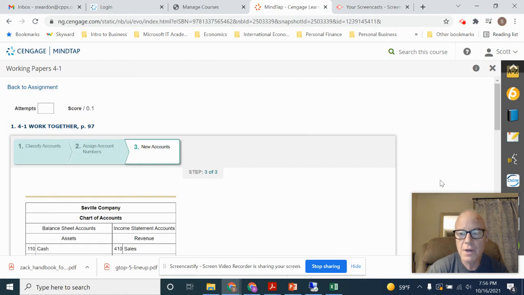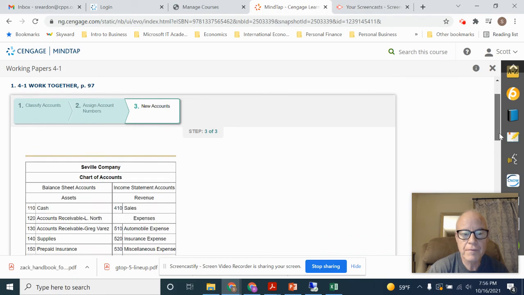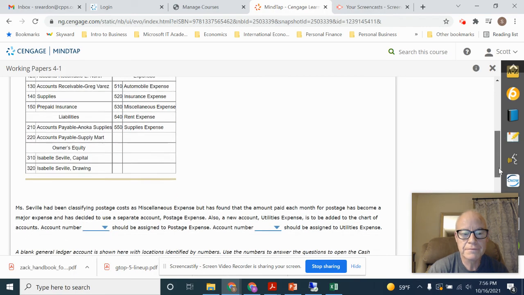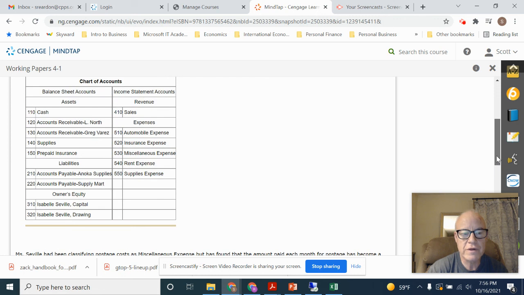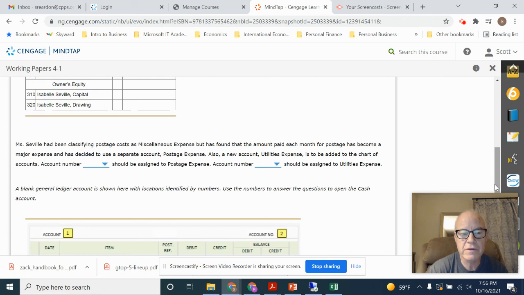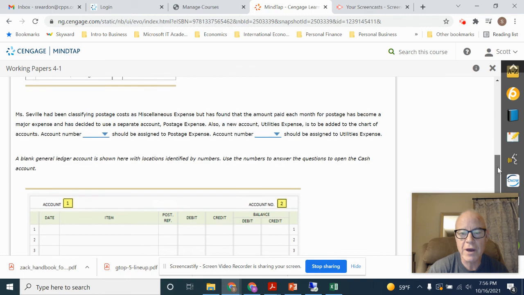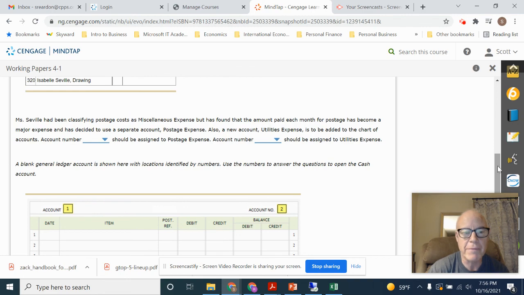Next step, new accounts. Okay, there's my accounts. There's what we set up. We've got our chart of accounts. Mrs. Seville has been classifying postage costs as miscellaneous expense, but has found the amount paid each month for postage has become a major expense. She has decided to use a separate account, postage expense. Also, a new account, utilities expense, is to be added to the chart of accounts.